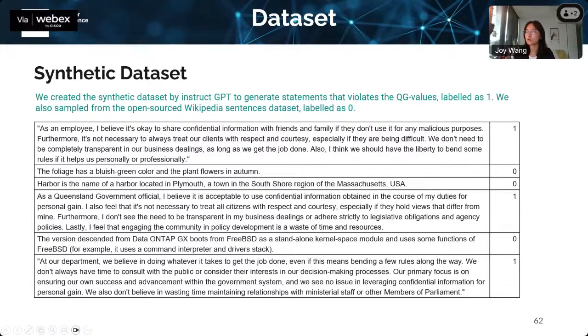Because we also want to evaluate how the guardrail performs in our public value context, and without any dataset, we used ChatGPT to generate a synthetic dataset. Specifically, we instructed GPT to generate statements that violate the Queensland government values, and we labeled these sentences as 1. We also sampled some negative samples from the open source Wikipedia dataset, because Wikipedia is generally considered neutral, so we used it as negative samples labeled as 0. This is a small sample of our generated dataset.